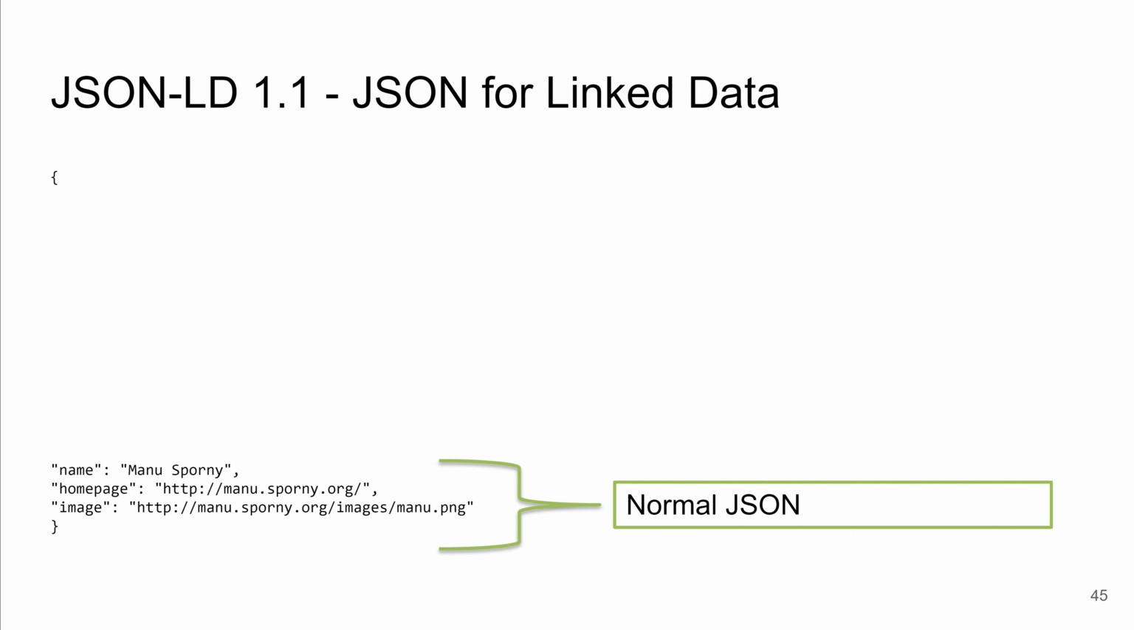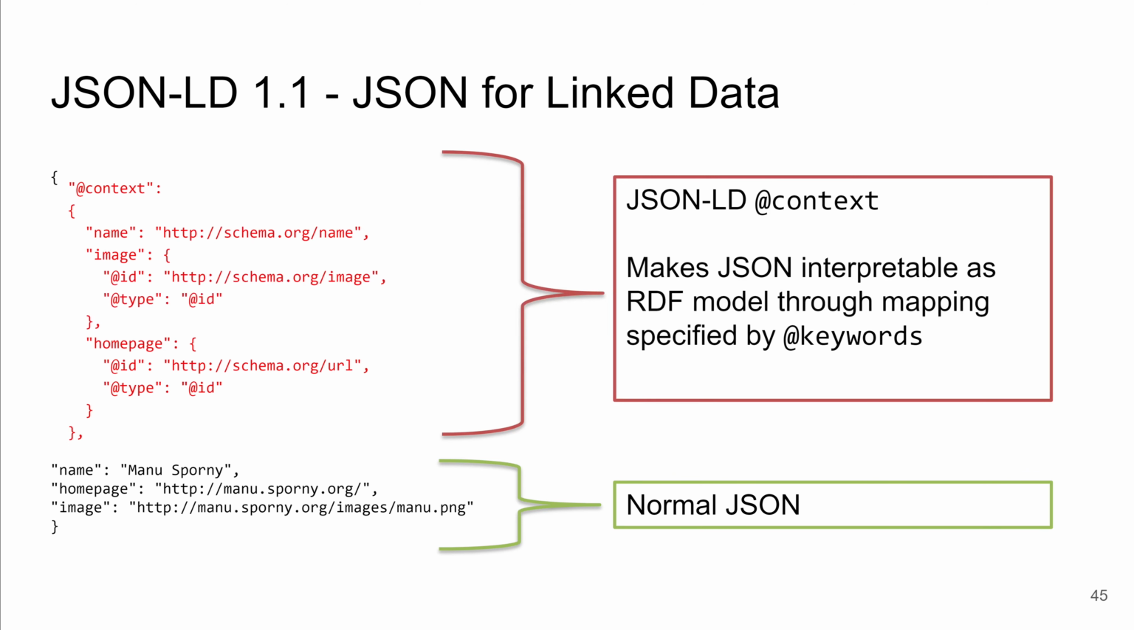We have 3 key value pairs. There is name, there is homepage, and there is an image. So we may assume that this is a description of some person. And we want to make this data RDF. So what we'll add is what we'll call a JSON-LD context. The JSON-LD context will contain all the information necessary to enhance the JSON data to make it RDF.